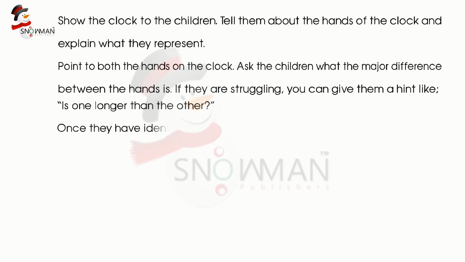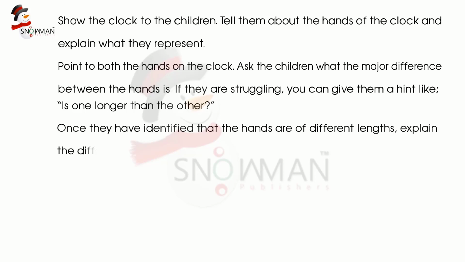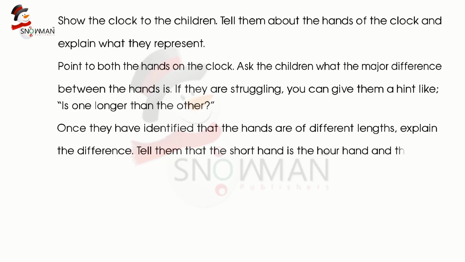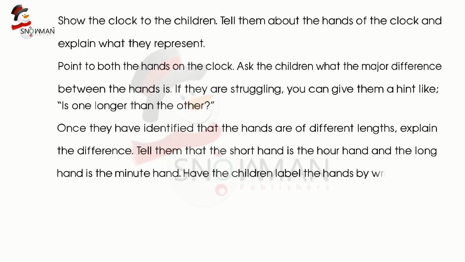Once they have identified that the hands are of different lengths, explain the difference. Tell them that the short hand is the hour hand and the long hand is the minute hand. Have the children label the hands by writing hour on the short hand and minute on the long hand.